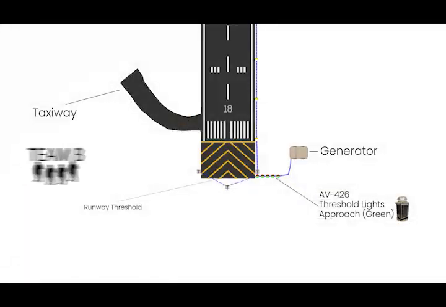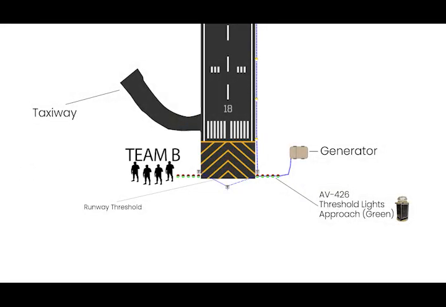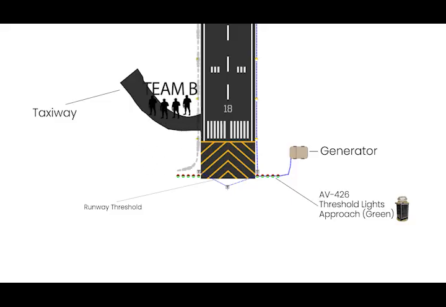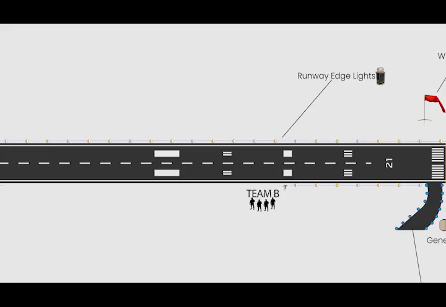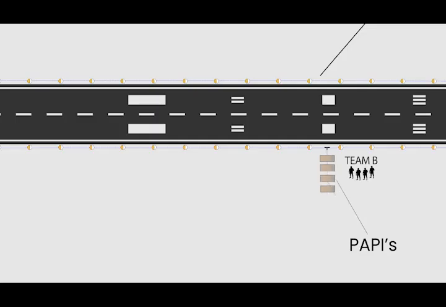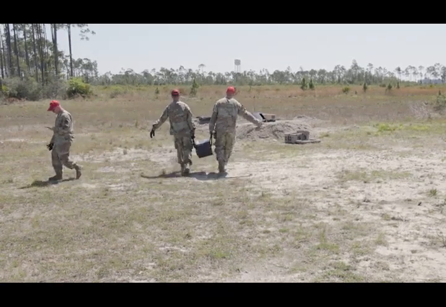Team B starts by installing 5 threshold and end lights 10 feet apart, then pays out 205 feet of cable and places edge lights, dropping a T-connector at the PAPI location. They continue running edge lights, drop off the PAPI cases and solar panels, and pay out cable to the battery box location. After reaching the opposite threshold, they return to the PAPI location and install the PAPI units.